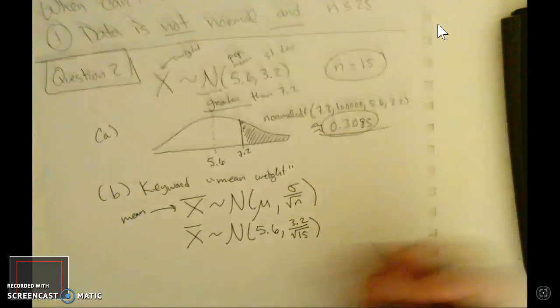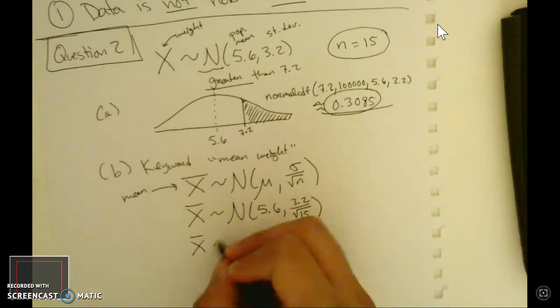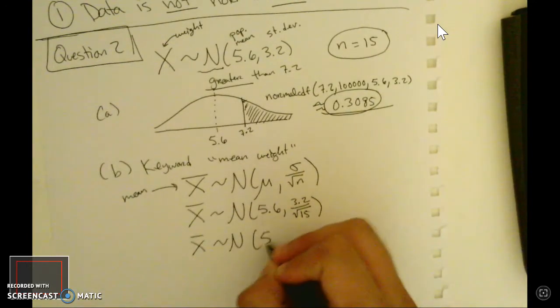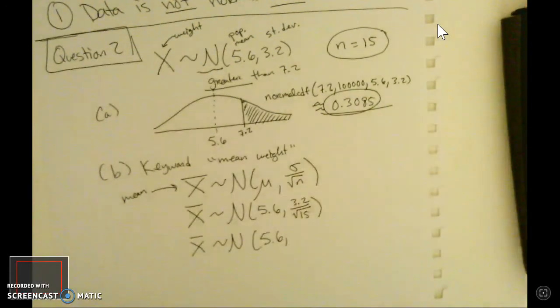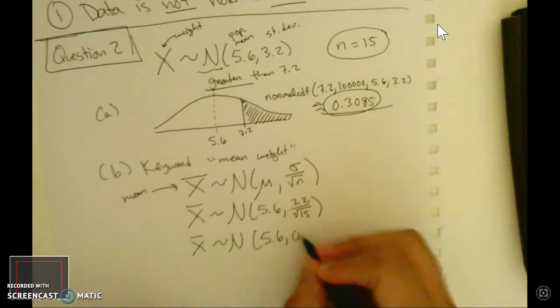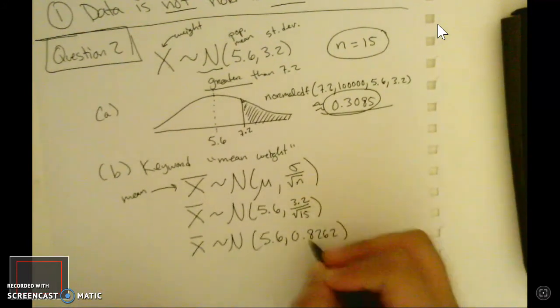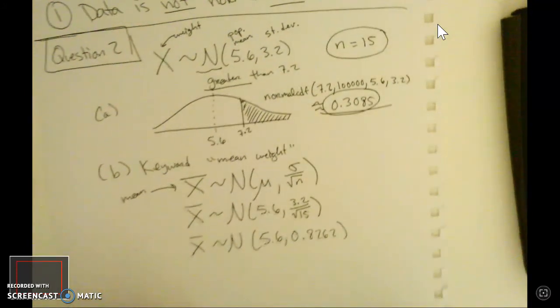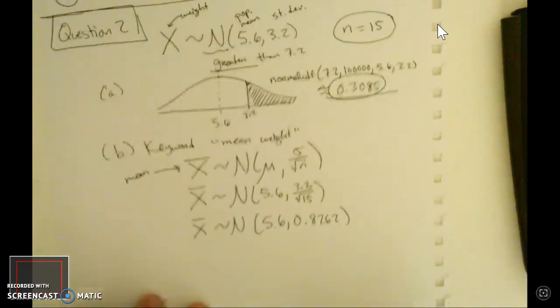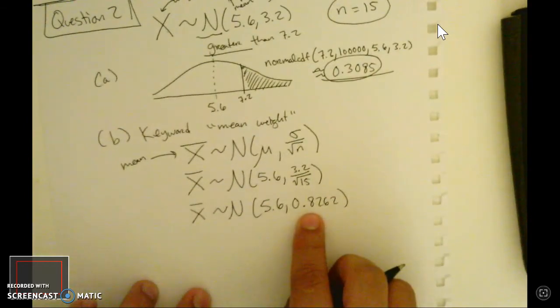All right, so let's calculate this. X bar is normally distributed with a mean of 5.6 and a standard deviation. Let's put this in our calculator: 3.2 divided by the square root of 15. I get approximately 0.8262, so let's round it to 4 decimal places. This is the new information that I'm going to use to solve this problem.